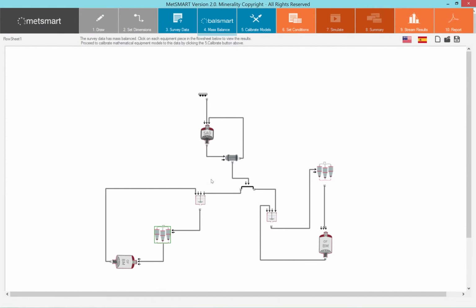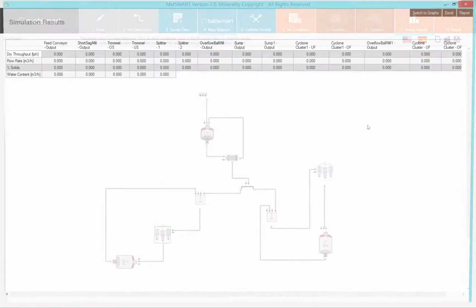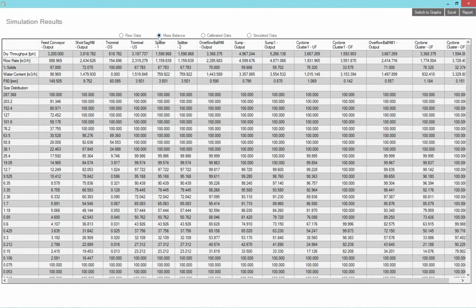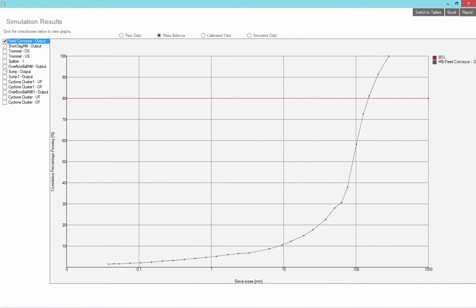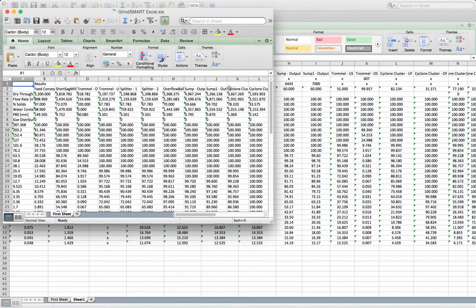So all of this information is available in tables and graphs, as well as a PDF report. This information can be exported to Excel very easily. So here you can see this is the Excel information, which we can then see in a graphical format for the relevant equipment pieces.